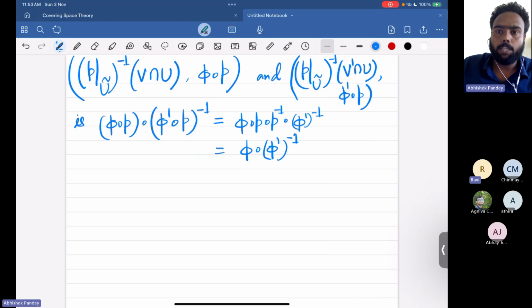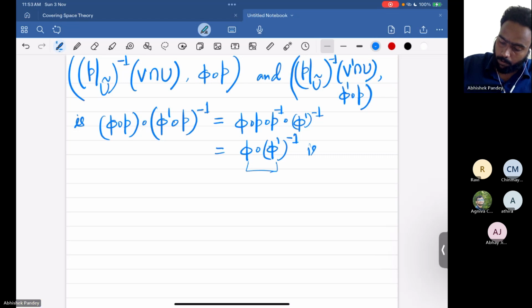So this is basically the holomorphic charts. Yeah. So they are basically the charts. Phi and phi dash are charts in the Riemann surface R. Okay. So basically, these are compatible. Phi and phi dash. So the transition map will be compatible. This will be holomorphic.